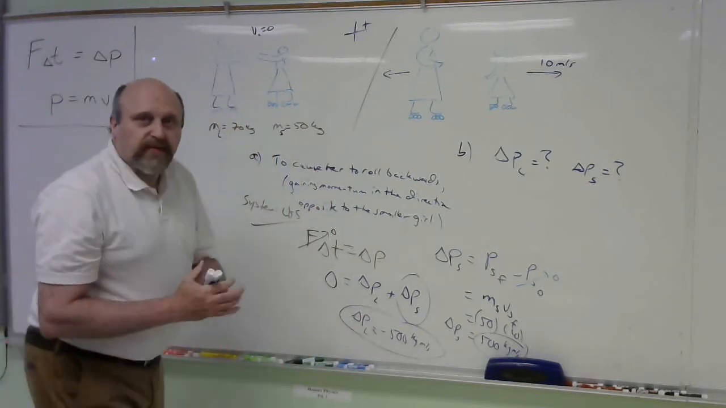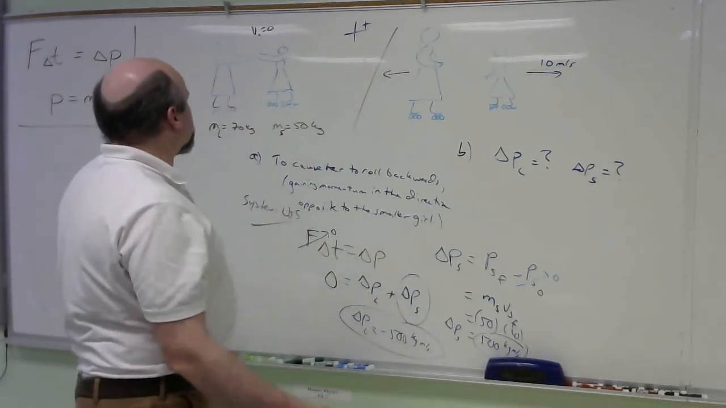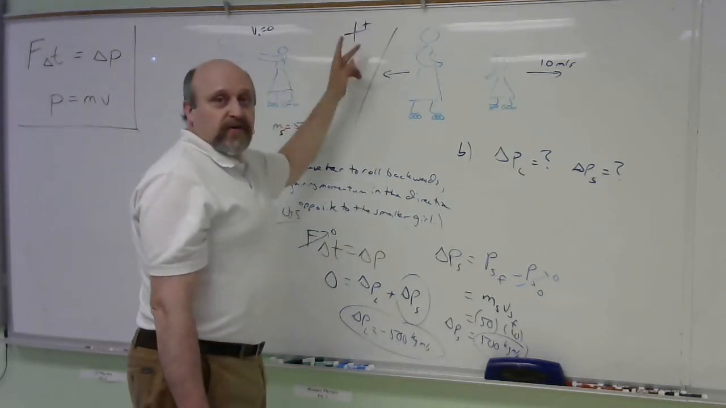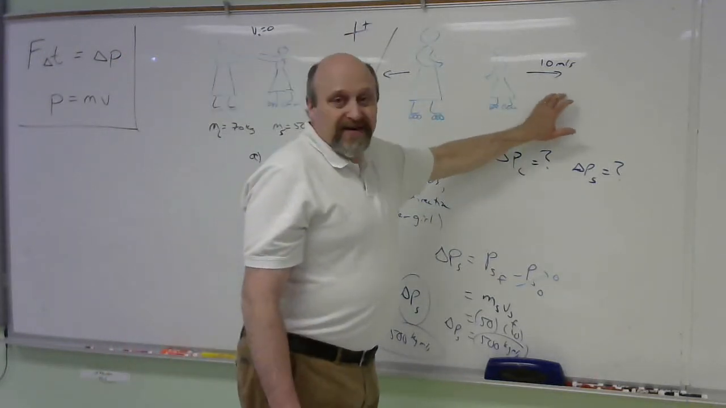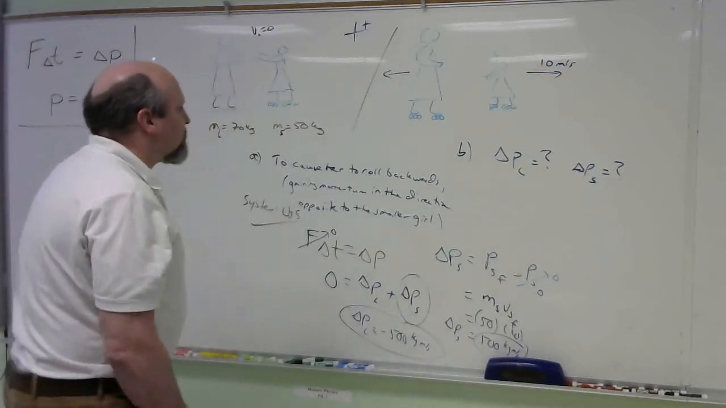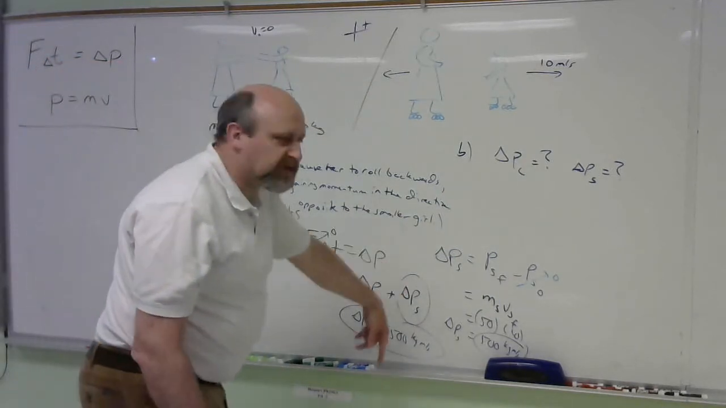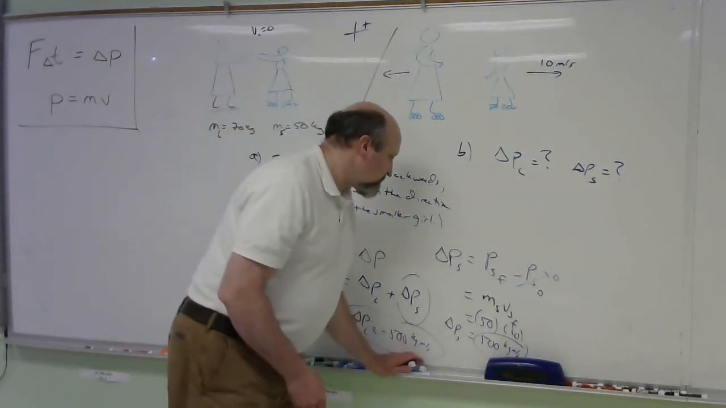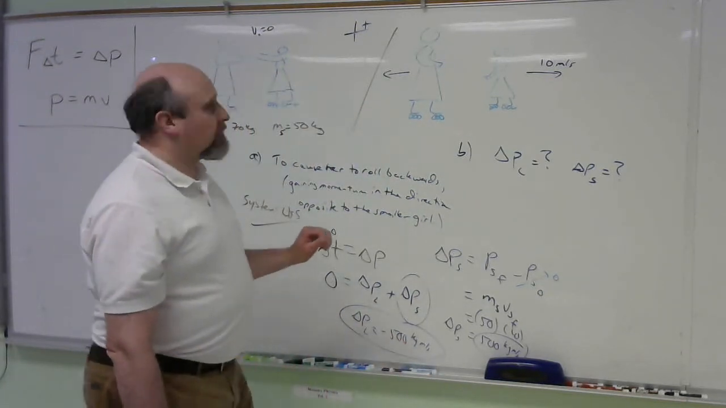Now, when you set up this problem, it is possible that you might have drawn it backwards from me or assigned your axes backwards from me. You might have made this a negative 10 meters per second, and then your signs would be flip-flopped. But you should still get 500 kilogram meters per second. And that is problem 6.